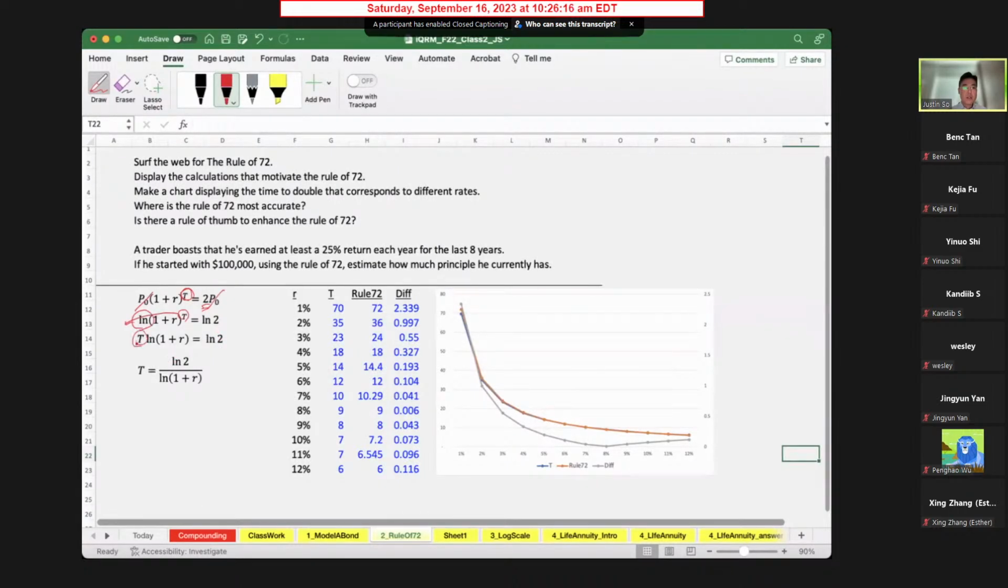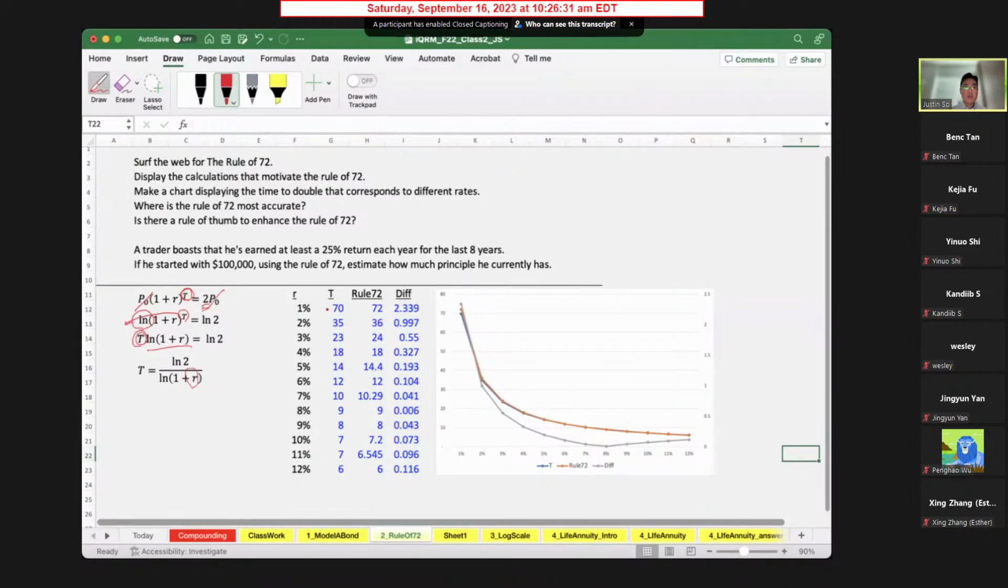Because our goal is finding T, you divide by log of 1 plus R on both sides. So T equals log 2 divided by log of 1 plus R. Okay, if we know the discount rate, we can find the T.